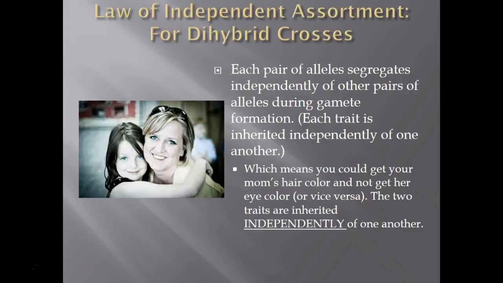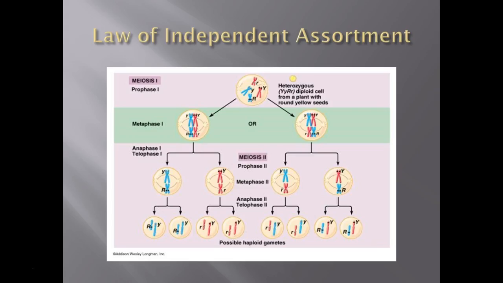That means that you inherit each trait independently of one another. For example, what this is saying is it's possible you could get your mom's hair color and not get her eye color, right? Because you inherit those alleles independently of one another. They're not connected to each other. If they were, then let's say if your mom had blue eyes and red hair, and you inherited her blue eyes, then you would automatically get her red hair.